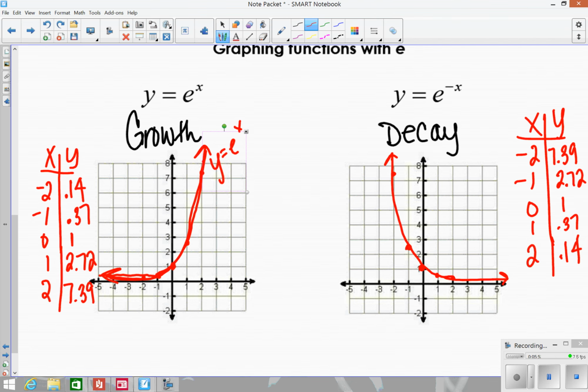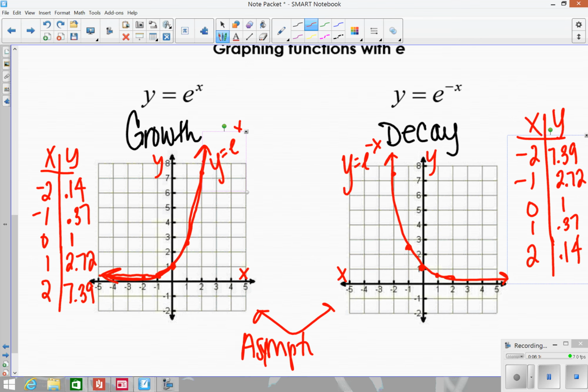So I'm just going to label my axes. So this would be y equals e to the -x. So again, the asymptote for both of these is y equals 0. And it's going to work just like an exponential function where if we add something to the end, that's going to be the asymptote. So this will never cross the line y equals 0 or the x-axis. It'll always just get really close to it. Same with the growth function.